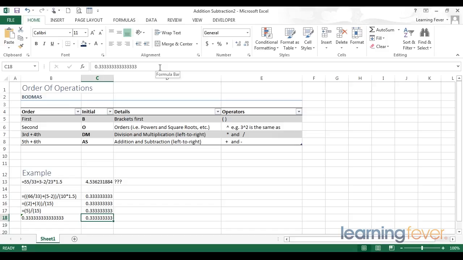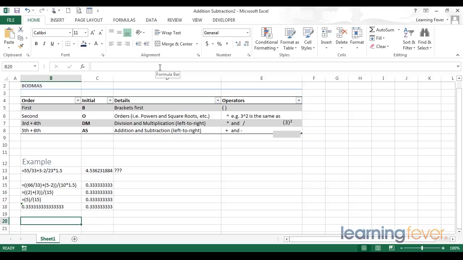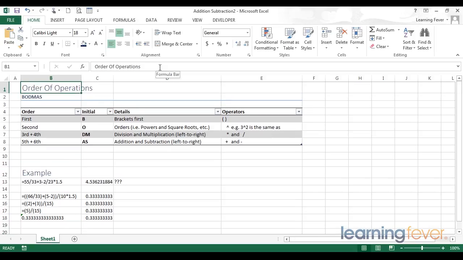So BODMAS is an important mathematical concept for dealing with multiplication, addition, subtraction, etc. But again, when we come to using formulas within Excel, my recommendation is to use brackets. Then you have very tight control over what is being calculated first.